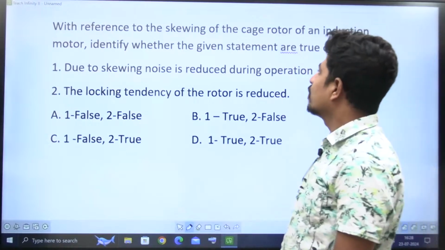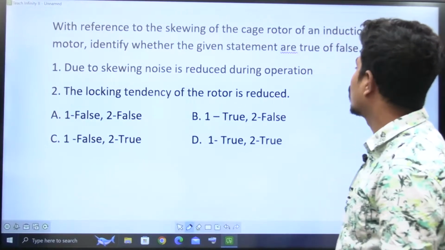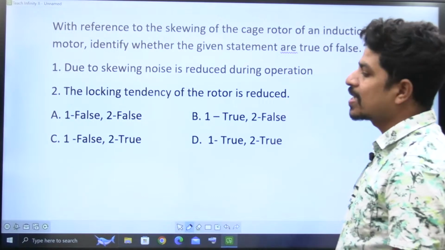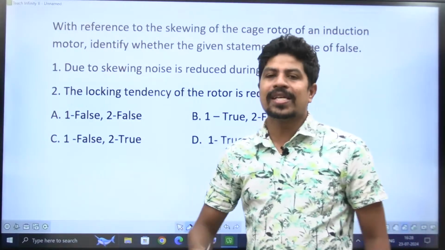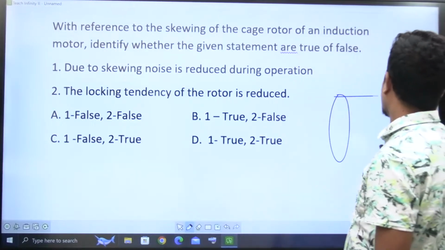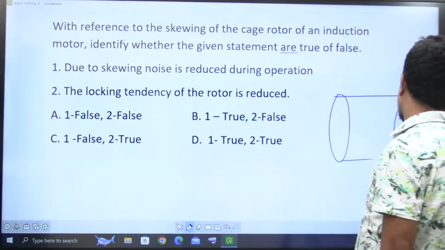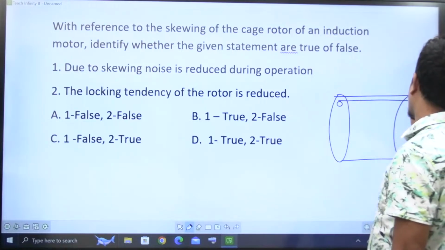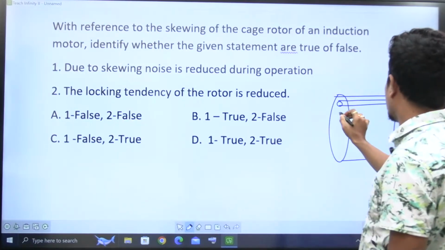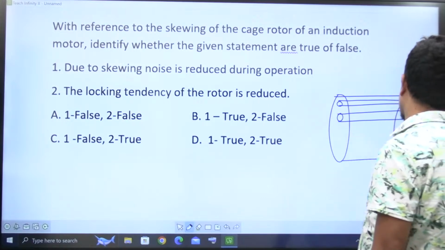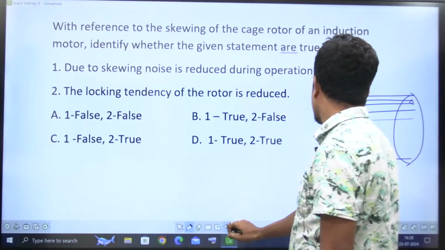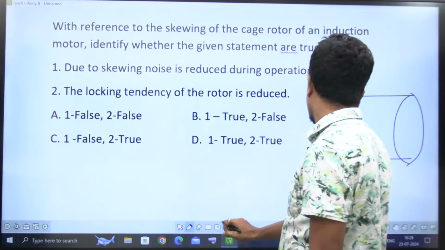Next question. With reference to the skewing of the cage of the rotor of an induction motor, identify whether the given statements are true or false. What does it mean by skewing? Suppose this is the rotor of an induction motor. Instead of putting the slots and the rotor bars parallel to the rotor axis, this is not skewing. Then what is skewing, sir? With some angle we are going to put them.